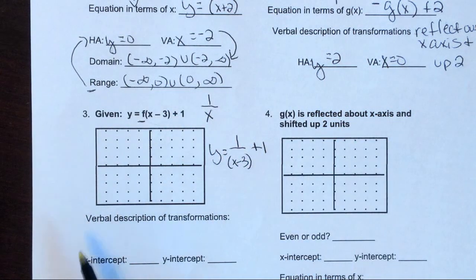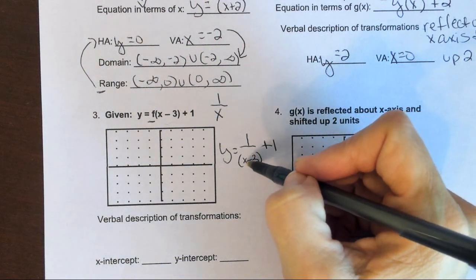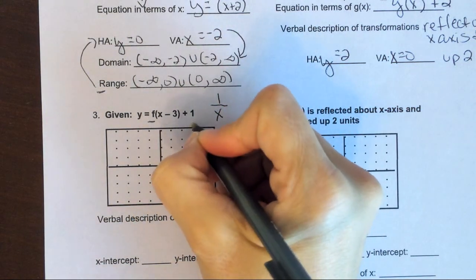So now that I have my equation, the description and the graph and the x and y intercepts shouldn't be that big a deal. So for the graph, I'm going to go right 3, so 1, 2, 3.